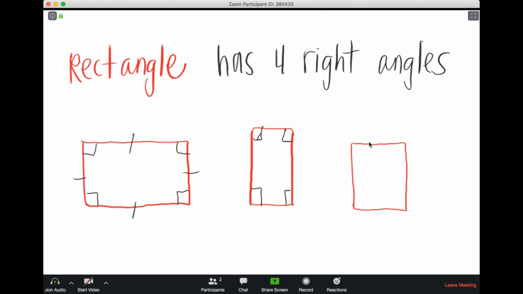But if you notice this shape, this looks more like a square. But because a square has the same properties as a rectangle, opposite sides are parallel, opposite sides are equal, and they have 4 right angles, a square can also be called a rectangle. We just usually don't call it that because there's a better name for a square.